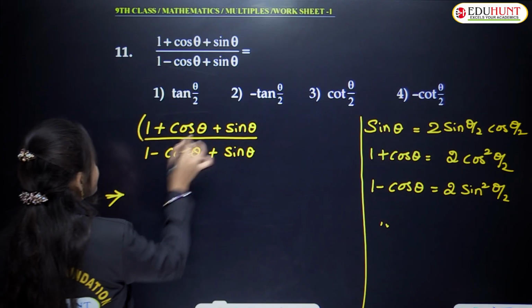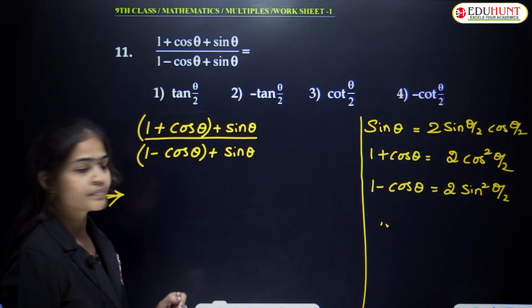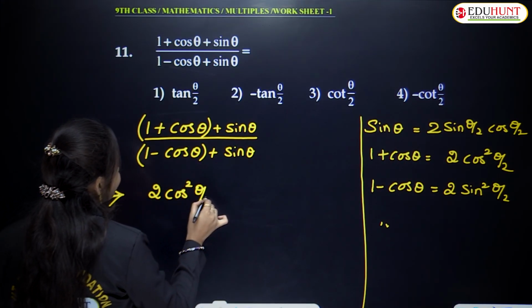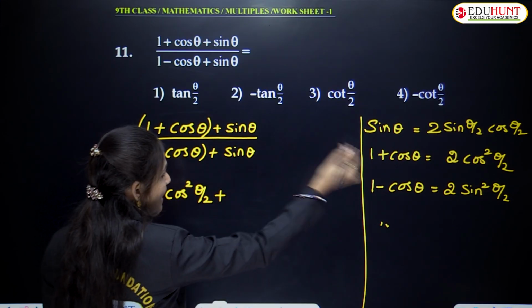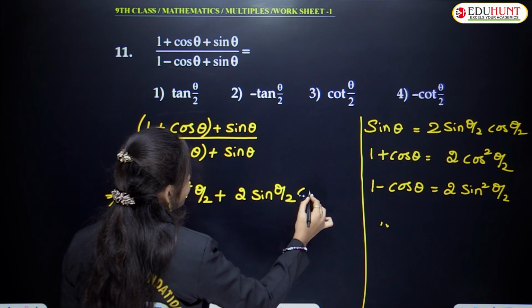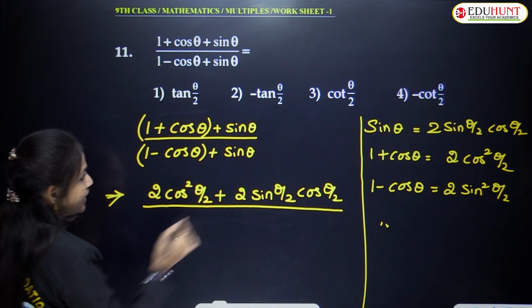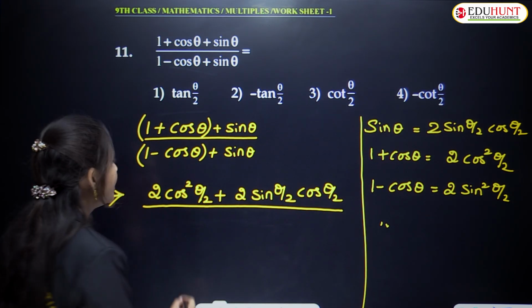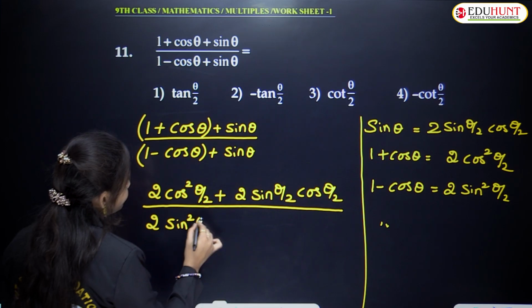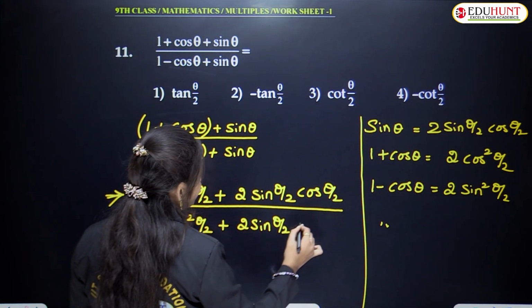So 1 plus cos theta and 1 minus cos theta. What is the formula for 1 plus cos theta? That is 2 cos square theta by 2, plus sin theta, which is 2 sin theta by 2 cos theta by 2. In the same way, in the denominator, the formula for 1 minus cos theta is 2 sin square theta by 2, plus 2 sin theta by 2 cos theta by 2.